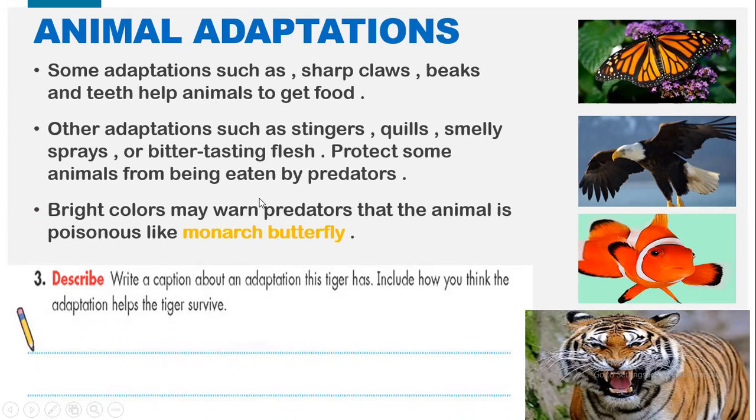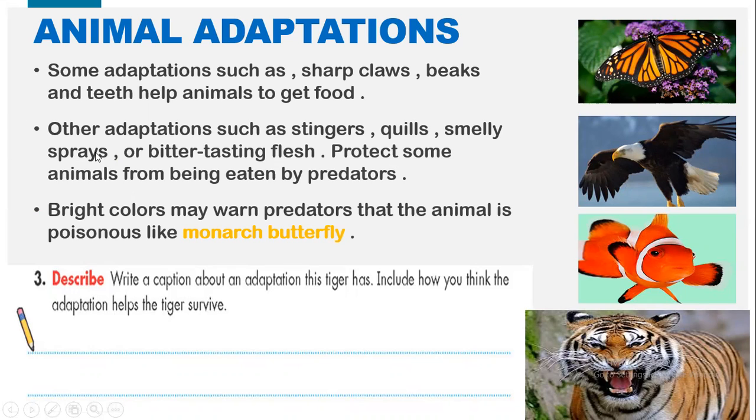Other adaptations such as stingers, quills, smell spray, or bad-tasting flesh protect some animals from being eaten by predators. Stingers, like a scorpion, can protect itself by stinging its predator, or even the jellyfish, they can sting to protect themselves. Some animals have sharp quills, like the porcupine, that can help it to protect itself from being eaten.